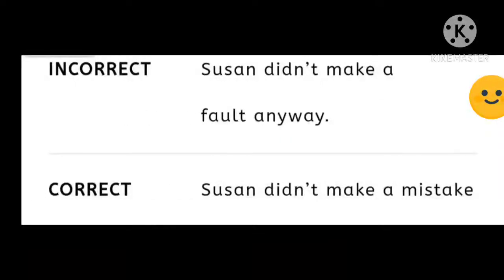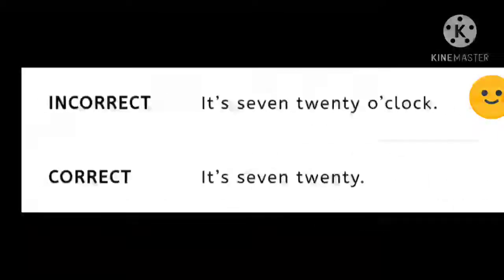Shushan didn't make a fault anyway. So Shushan didn't make a mistake. Fault is not the correct usage here. It's 7:20 o'clock. So o'clock means of the clock. You need not use o'clock here. It's 7:20. Or you can say it is 7 o'clock. When you are saying 7:20, 4:20, just cut it short. But when you are saying 10 o'clock, 5 o'clock, then use o'clock.